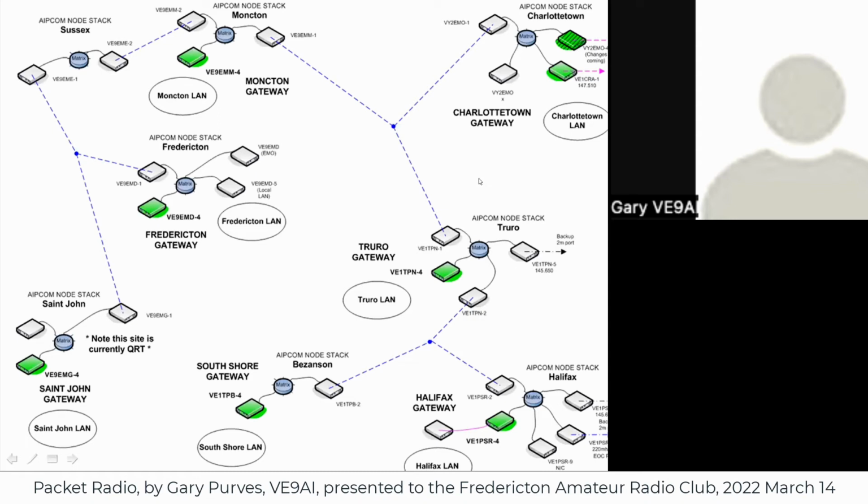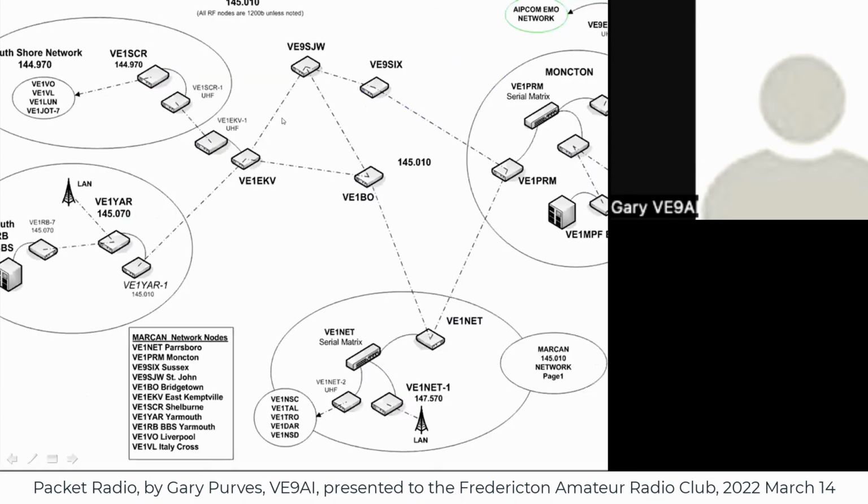These are the maps that Ron had drawn up, and you can go on his site and you can print these off. There's lots of maps there, all for Nova Scotia and whatnot. So this is the AIPCOM network. I'm not going to go all through it, but it shows how the network all across Nova Scotia, PEI, and New Brunswick are all linked.